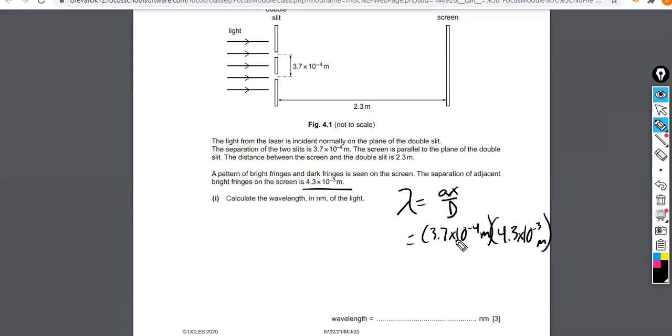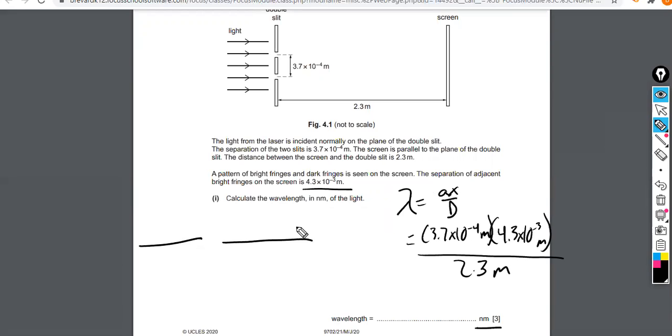So we get meters squared in the numerator divided by the distance, 2.3 meters, down here. Our answer as we calculate this is going to be in meters, right? But we want the answer in nanometers, so we'll have to do one more conversion.